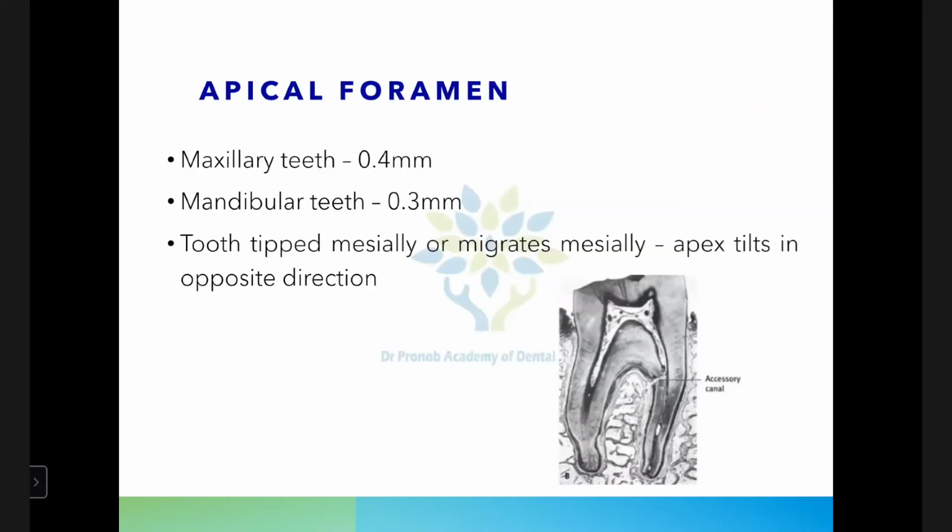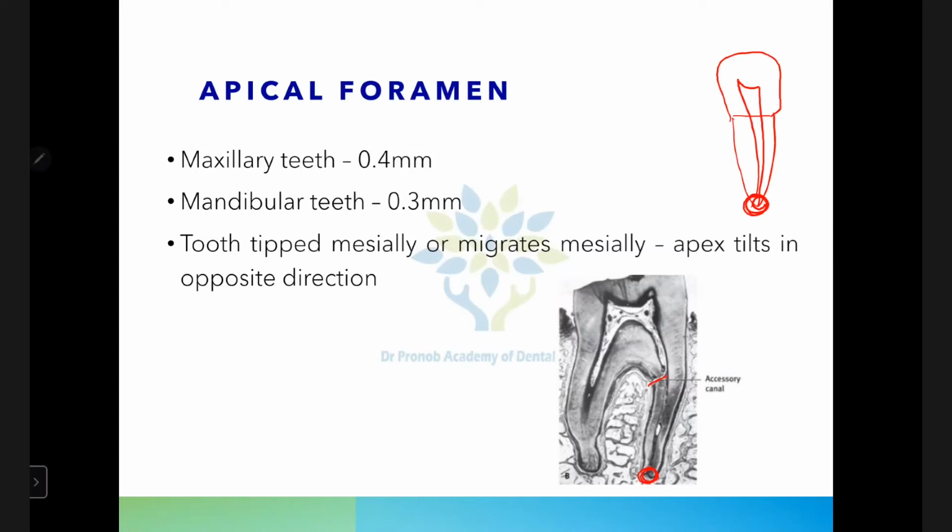Next we'll talk about the apical foramen. So this is the apical foramen, and this is the accessory canal. We'll talk about the accessory canal. So what is the apical foramen? In the apical end of the root, there is an opening which is called the apical foramen.